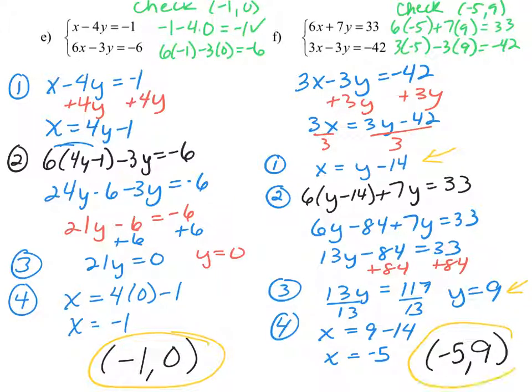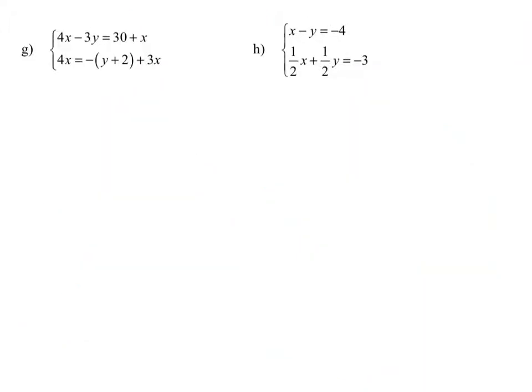So negative 5, 9 is a solution to that system of equations. Okay, let's solve example G. We're going to take one of those equations and solve for one of the variables. I'm going to begin with the first equation, 4x minus 3y equals 30 plus x.